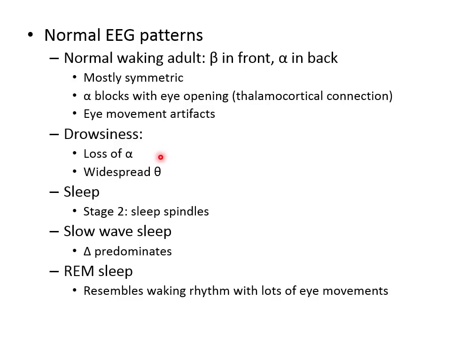During drowsiness, we'll see a loss of alpha and an increase in theta activity over the entire hemisphere, both hemispheres. During sleep, we'll see something called stage 2, in which there'll be distinct sleep spindles. As sleep gets deeper, we see slow wave sleep, in which delta waves predominate. And then during REM sleep, rapid eye movement sleep, it appears that the EEG is awake, and yet there are a lot of eye movements, and yet the person is otherwise asleep.